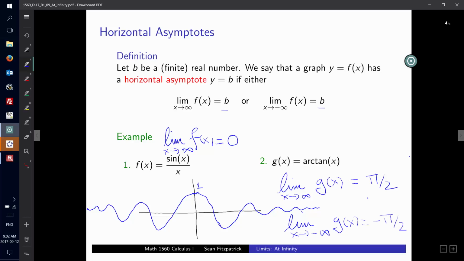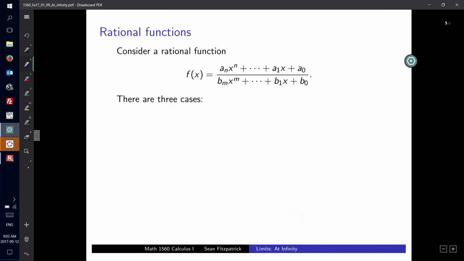I think that's an interesting example, because most of the examples that you see tend to be ones where there's only one horizontal asymptote. And one of the most common examples where there is always only one horizontal asymptote is the case of rational functions. So we're going to end with that.